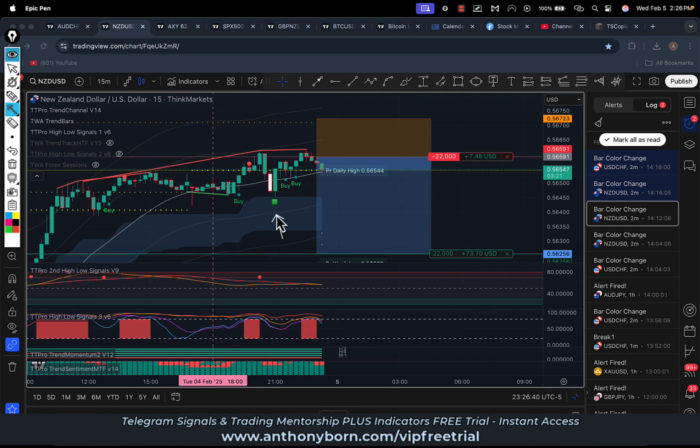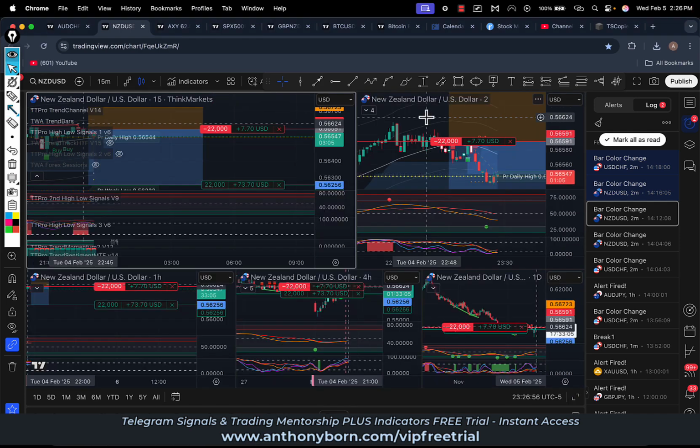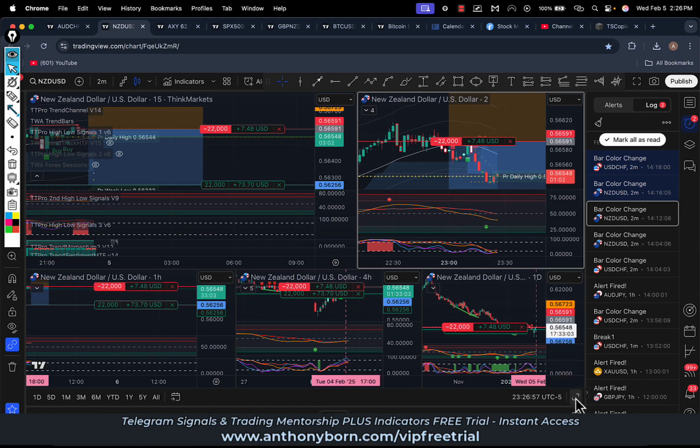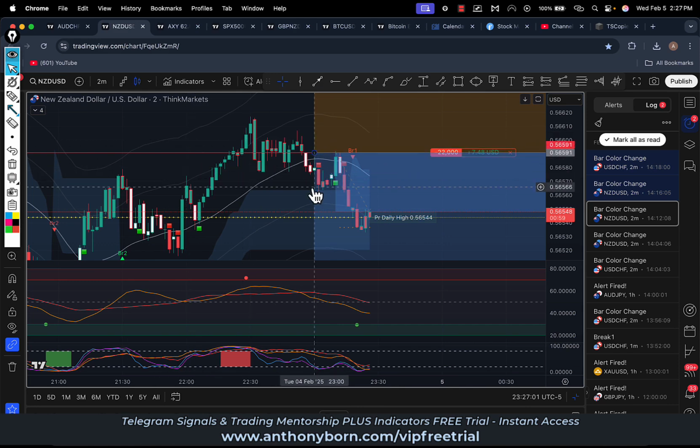Right, see this green square? That's the alert from this indicator. So we want to see a red candle. So these candles will shift from green to red. In any case, I went in off the lower time frame. Just saw it starting to break structure on the 2-minute right here.